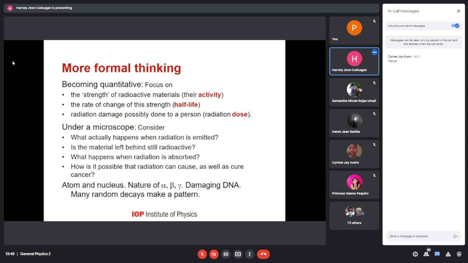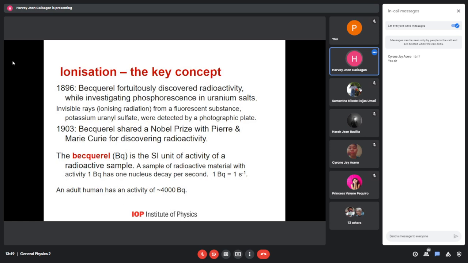Now we also have here ionization. The ionization is the reason why we have the different types of radioactive materials produced by the radiation. Ionization was discovered way back in 1896 by Becquerel. So how did he end up getting the idea of the word radioactivity? When he investigated the phosphorescence in uranium salts. So these, phosphorescence and uranium, are part of the elements. Uranium is part of the radioactive elements.